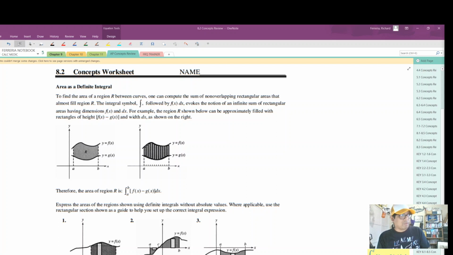Over here we're told that for the area of a region R between curves, one can compute the sum of non-overlapping rectangular areas to almost fill the region R. So basically you're just drawing a bunch of rectangles and they're kind of filling in there. Not exactly, but close to it.